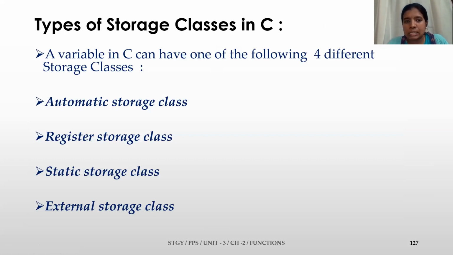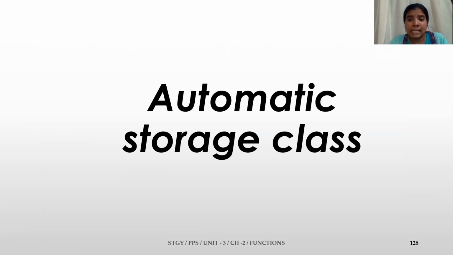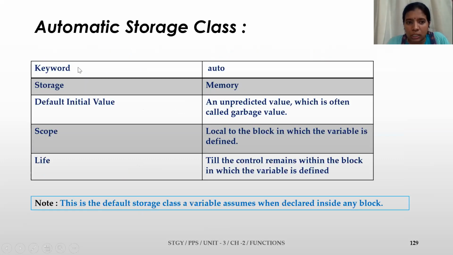So how many storage classes does language C support? Language C supports essentially 4 storage classes: automatic, register, static, and external storage class. Let's go ahead and look at the automatic storage class. Every storage class has a keyword, and the keyword for the automatic storage class is auto.